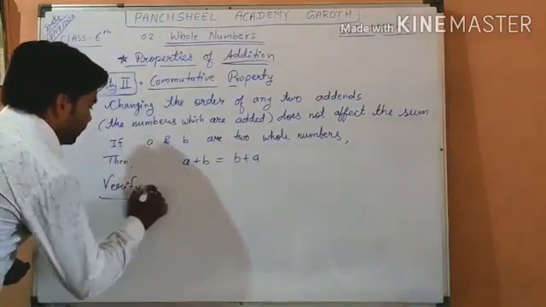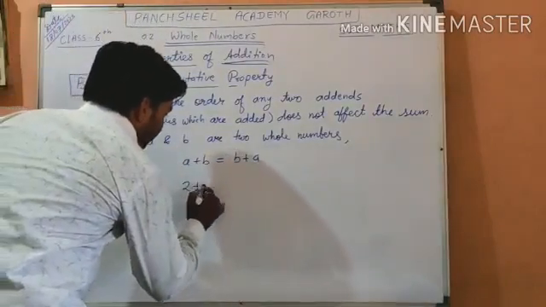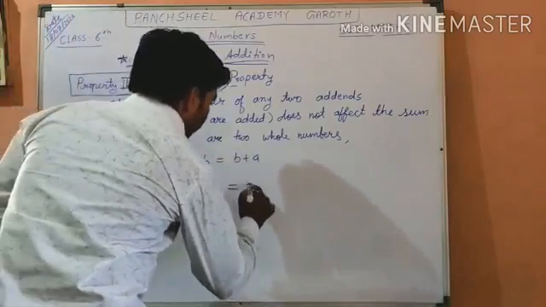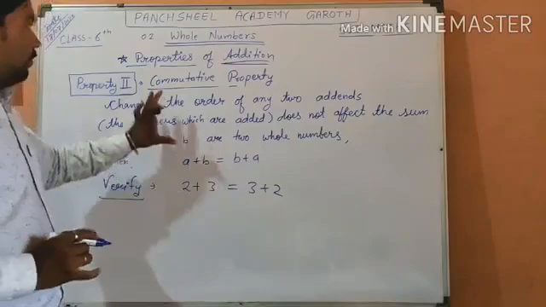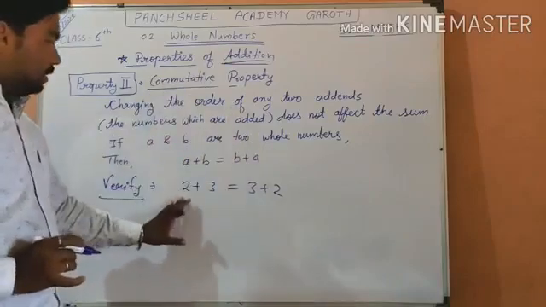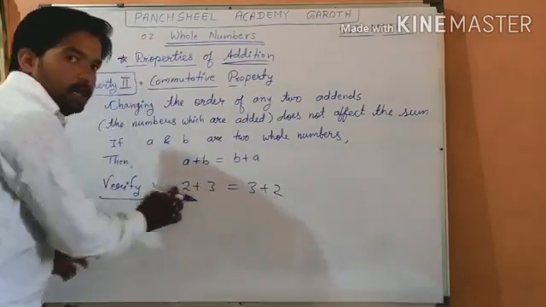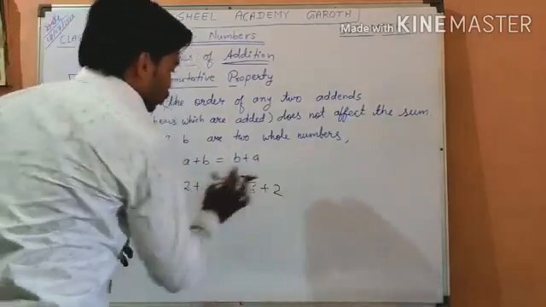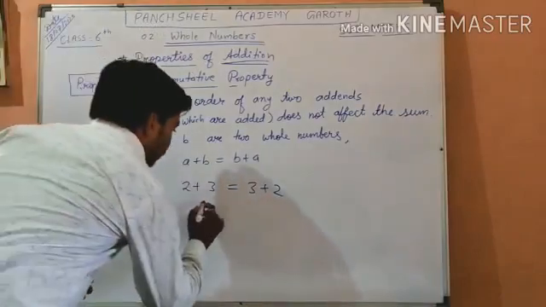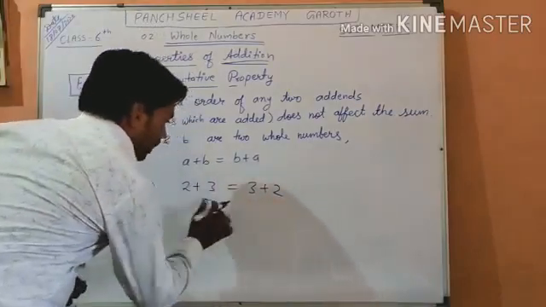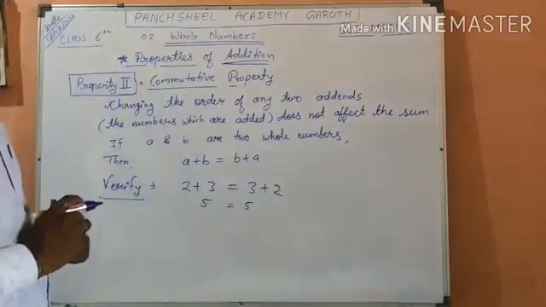How can we verify it? If we take 2 plus 3 equals 3 plus 2, here the order is 2, after that 3. Here the order is 3, after that 2. So 2 plus 3 equals 3 plus 2. Here 2 plus 3 equals 5, and here also 3 plus 2 equals 5. Means verified.